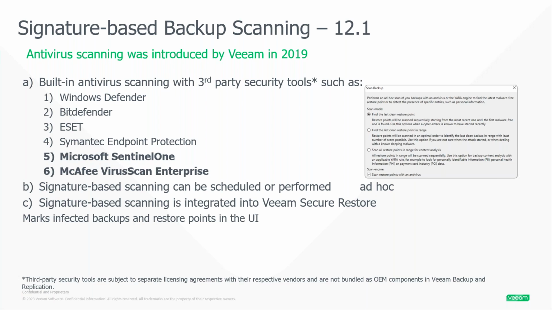If there is a need to restore, you can choose the restore point that is clean for restore in terms of critical restoration. We also use signature-based scanning, which is integrated into Veeam Secure Restore. Basically, what it does is mark infected backups and restore points in the UI so that you do not choose them for restoration, right? You remember you saw that in the threat center early on, which marks the infection point at a particular aspect. So you want to make sure that you do not use that restore point for restoration.